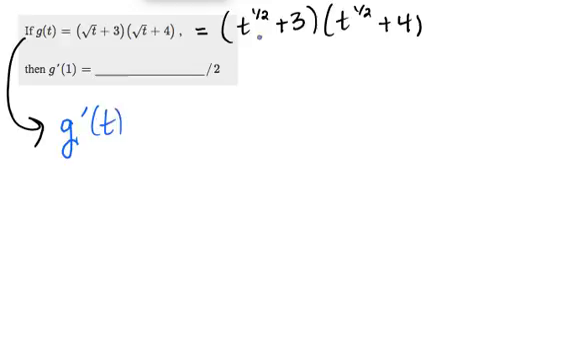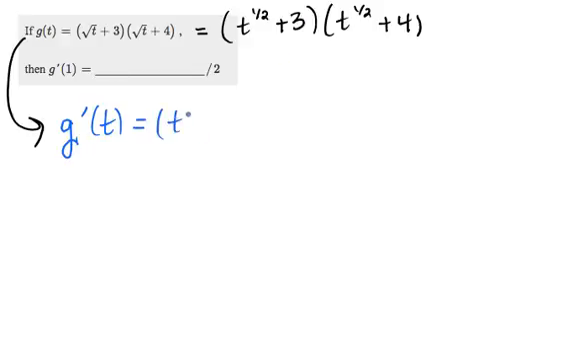To find this derivative, there are two ways. One way is to FOIL this out first and then differentiate, but you need to be able to use the product rule as well, so I'm going to practice with that. The product rule says it's the first factor times the derivative of the second factor plus the second factor times the derivative of the first factor.